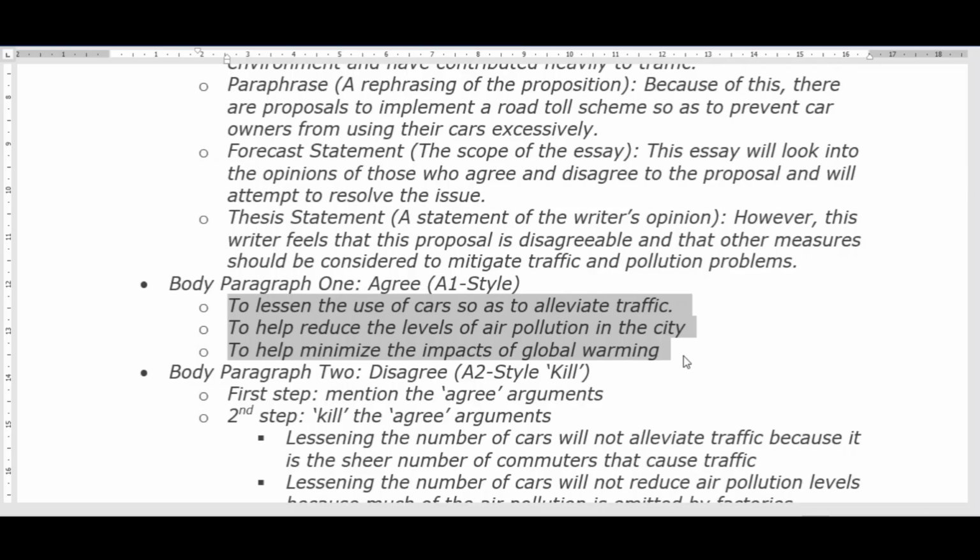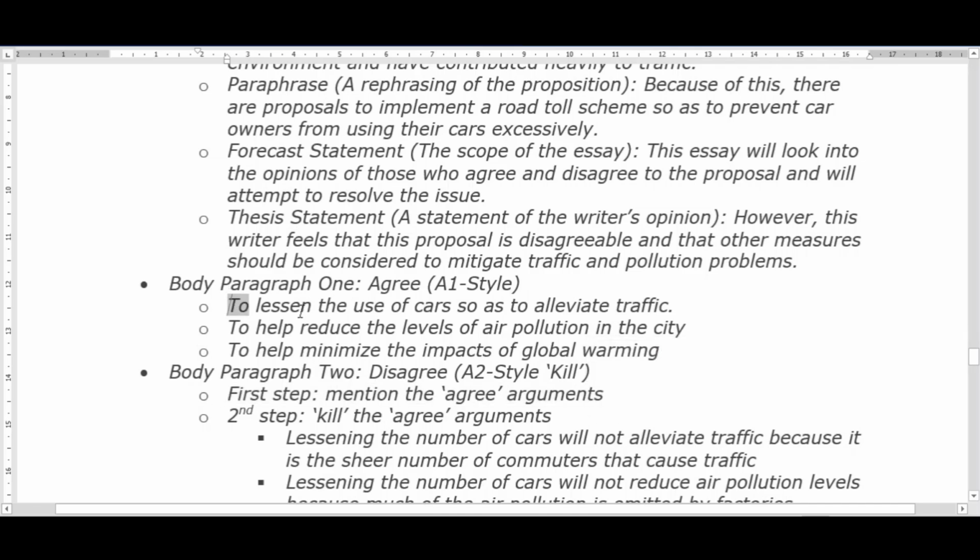Now, if you want to disagree with a particular question prompt, then you're performing the A2 style, or the kill. Remember, the kill is a two-step process wherein you first mention the agree arguments. When you mention these agree arguments, you have to be careful to come up with a clause such as "there are people who say that" or "some people say that." Remember, these are not your opinions. I believe I discussed this in a previous video when we talked about the kill and bury style in video number 5. And then, as you mention the arguments of the opposing side, you now proceed to kill all of these agree arguments.